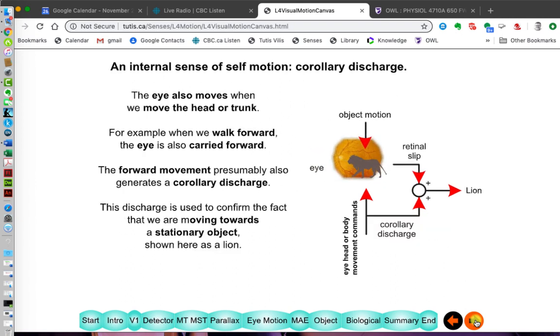This corollary discharge also works in different, more complicated situations. Let's say rather than the eye moving, you move yourself, you walk forward or backwards, that does an expansion or contraction of the object on your eye. But again, this corollary discharge can distinguish between the situation where the lion is walking towards you, or you're walking towards a still lion. It's a big difference in situations.